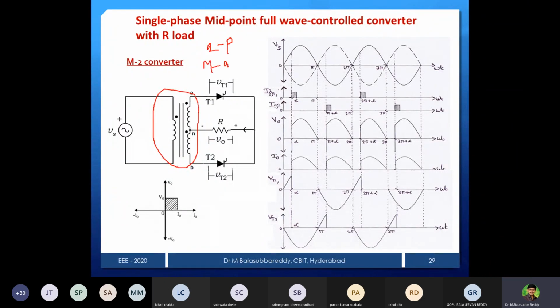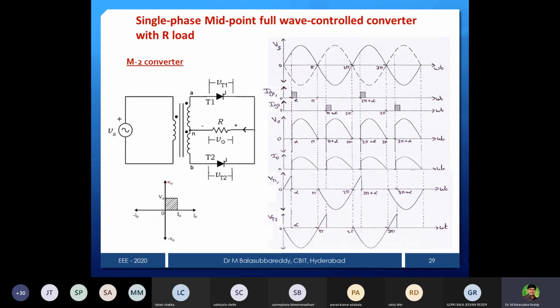M means midpoint. Suppose I explain the bridge type B2 converter, that means bridge type 2 pulse converter. 2 represents the pulse. So M2 is midpoint 2 pulse converter, B2 is bridge type 2 pulse converter. So this is the convention. You just remember that way also. That's the reason I mentioned M2 converter is a midpoint 2 pulse converter.